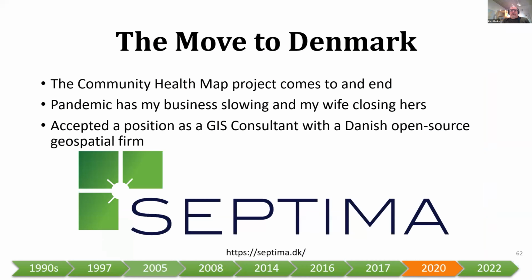And basically, the Trump administration reorganized the National Library of Medicine to the point that they wanted no more minority outreach. So the Community Health Maps project was just terminated. And that had been a major source of my income for 10 years at that point. So that was a pretty big hit to my business. My wife's business had to close. And we started thinking maybe this is a good time to pick up and move.